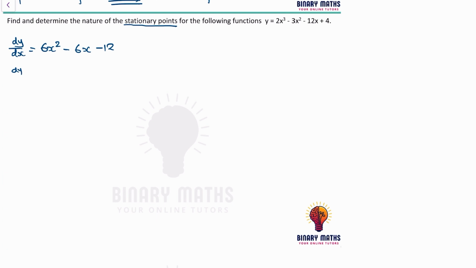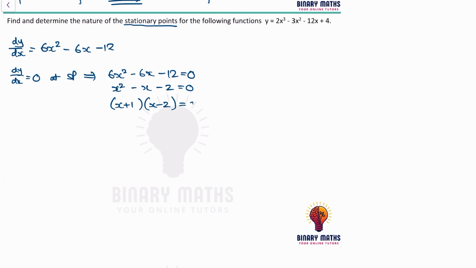So we know dy dx is equal to 0 at a stationary point, which implies 6x squared minus 6x minus 12 is equal to 0. If we divide by 6, I get x squared minus x minus 2 is equal to 0, which can be factorized to x plus 1 times x minus 2 is equal to 0, which means stationary points are at x equals minus 1 and x equals 2.